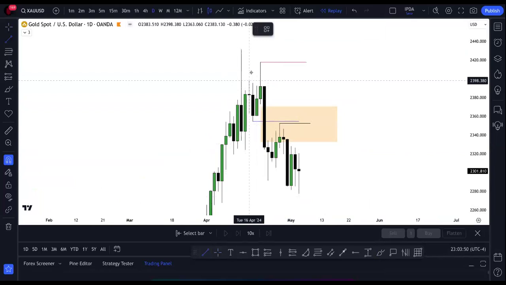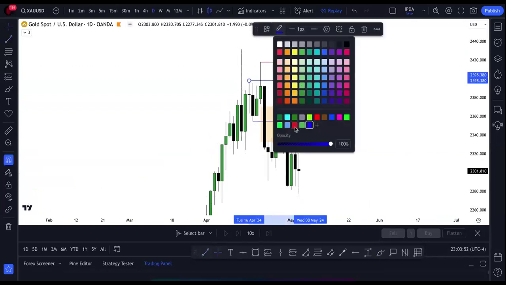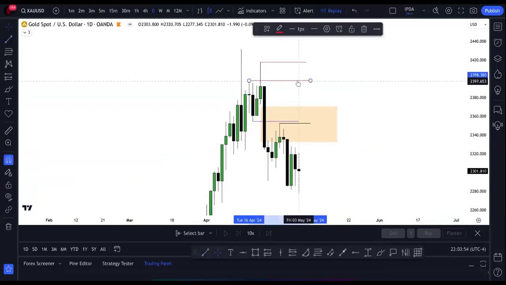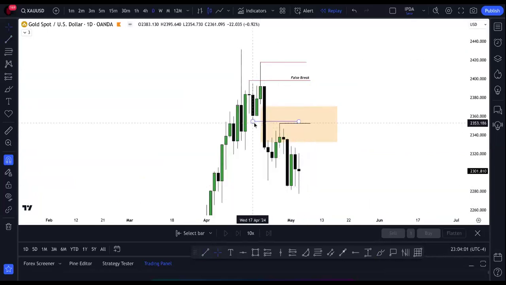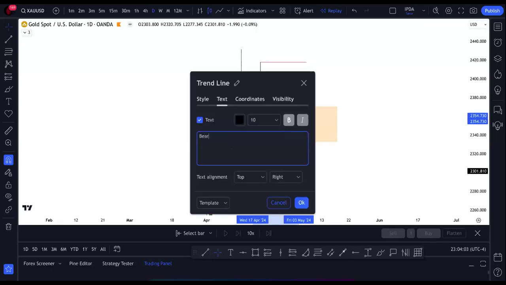False break. Where's the false break? Here. We'd call this a false break. Why? Because after breaking it, it runs a swing low. Now, what is this? This is bearish momentum.